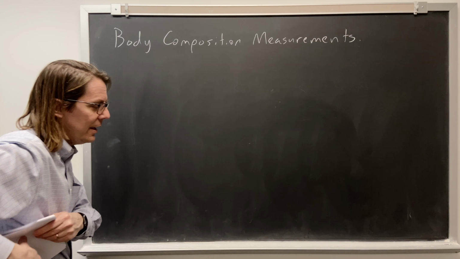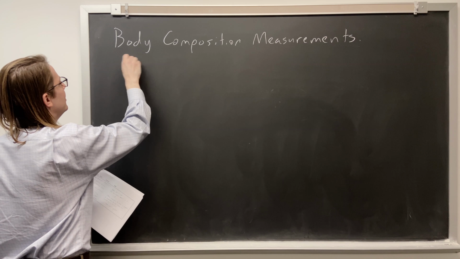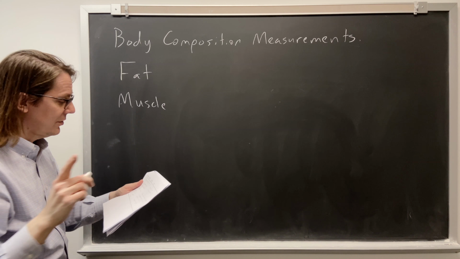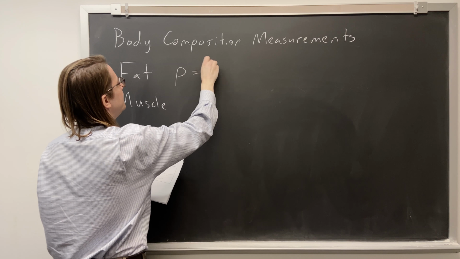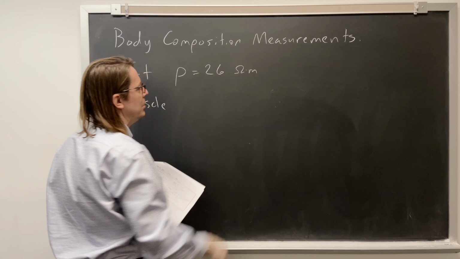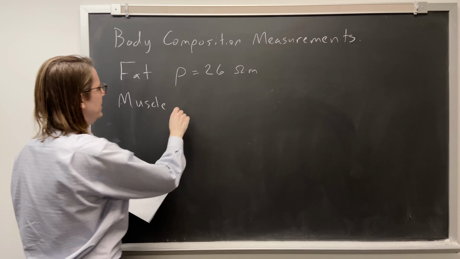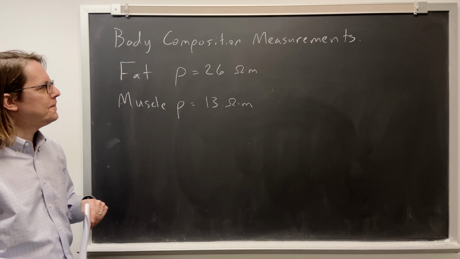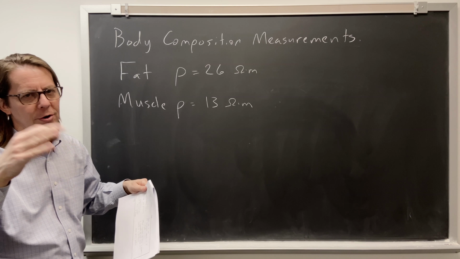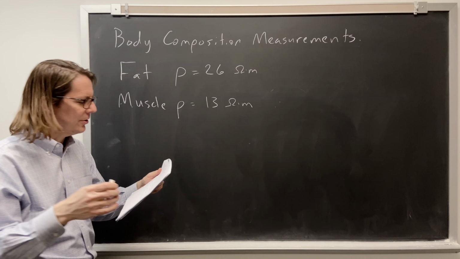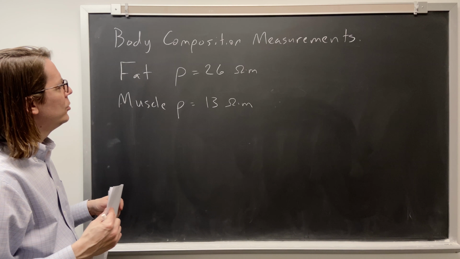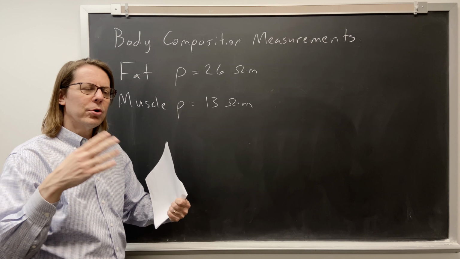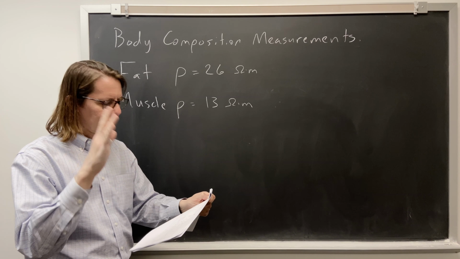So here we go. It just so happens that fat and muscle have different resistivities. The resistivity of fat is 26 ohm meters, roughly, and the resistivity of muscle is 13 ohm meters, okay? Why? Molecular structure, water composition, free ions, something like that. Let's not worry about why. You hold it with your arm, and it's doing it electrically. It's sending a current all the way through. But we're going to simplify it and think about a single arm.